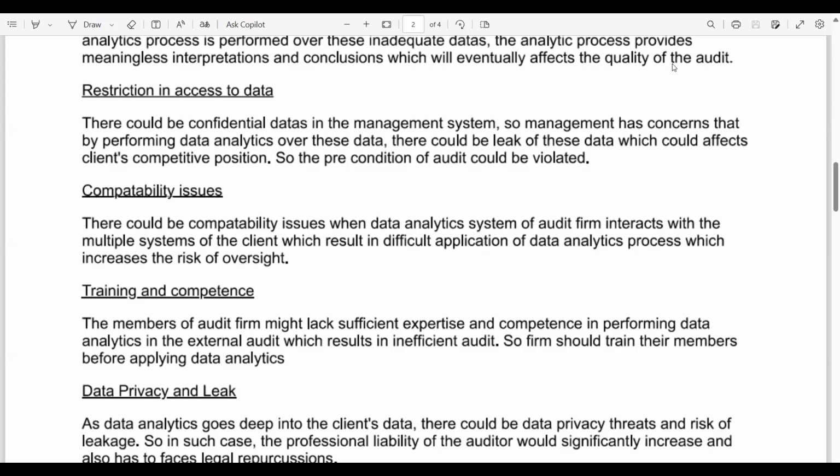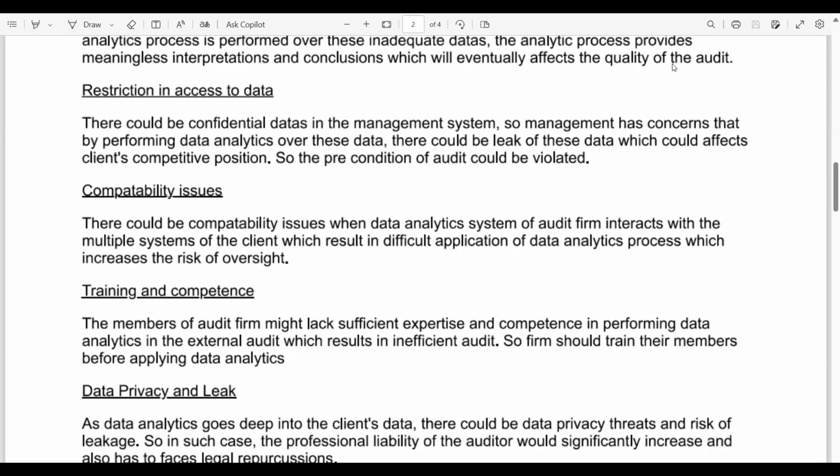So, compatibility issues is the major issue in data analytics. There could be compatibility issues when the data analytics system of the audit firm interacts with the multiple systems of the client, which results in difficult application of the data analytics process, which increases the risk of oversight.